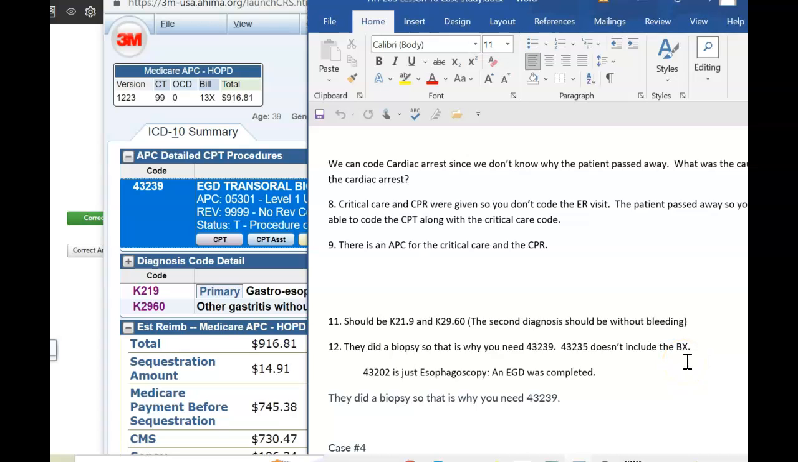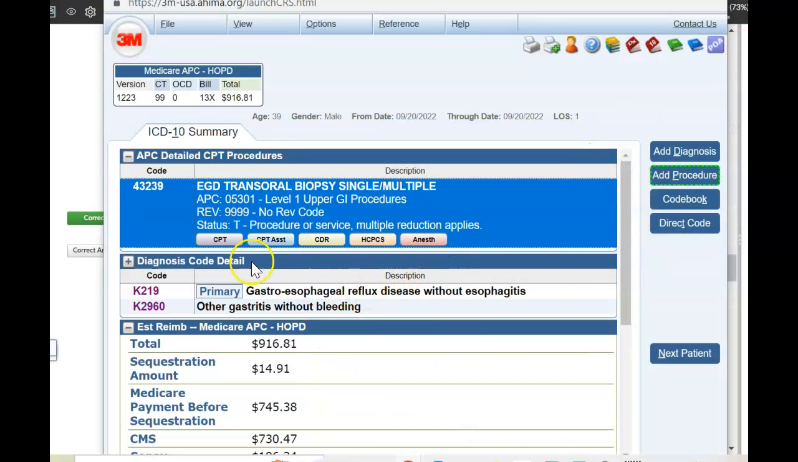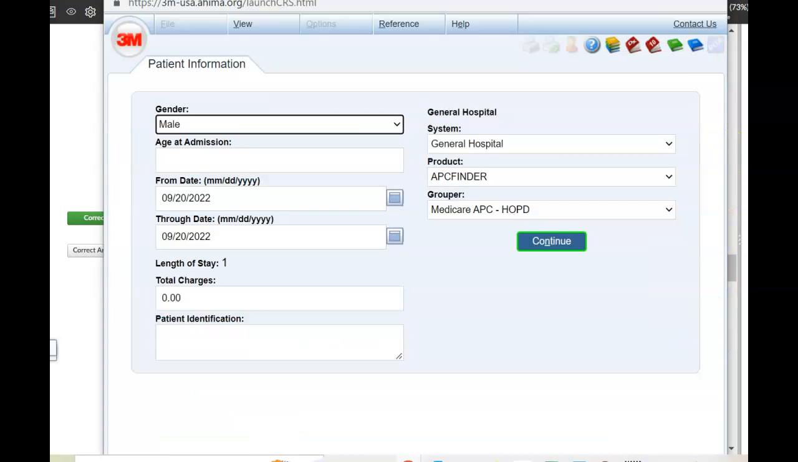And then some students coded 43202, which is just a plain EGD. I shouldn't say EGD, just a scope of the esophagus. They did the EGD and went down to the duodenum, so we have to code the 43239. All right, so here is our APC, our total cost. We will move on to the next patient.